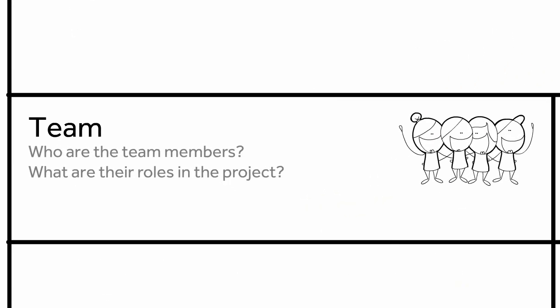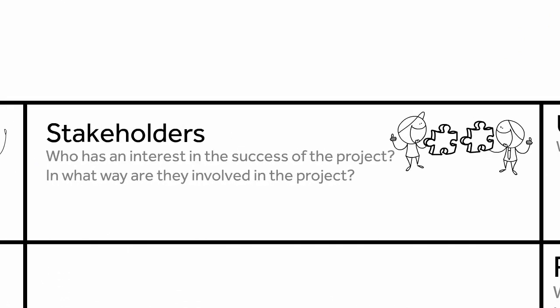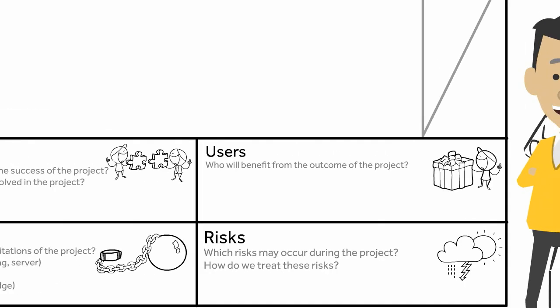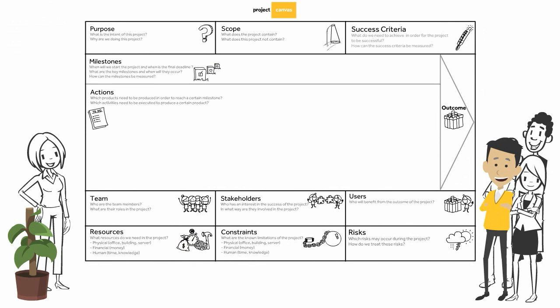When you have a good idea of who the team is, then take a look at your stakeholders. Who has an interest in the success of the project? And in what way are they involved? So now you know who the project team and stakeholders are. But it is equally important to understand who will be the end users that benefit from the outcome of the project. Now, we have a good understanding of the people in and around the project.